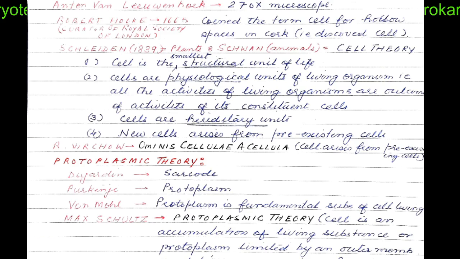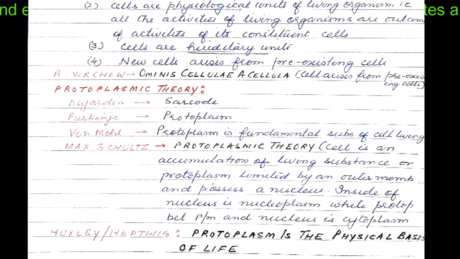The protoplasmic theory involves the development of various aspects of protoplasm. It was first of all named as sarcode by Dujardin, and finally the term protoplasm was coined by Purkinje. Von Mohl said that protoplasm is the fundamental substance of all living organisms. Max Schultze proposed the protoplasmic theory, that the cell is an accumulation of living substance or protoplasm limited by an outer membrane and possesses a nucleus.